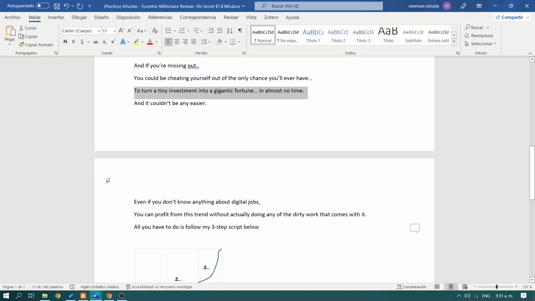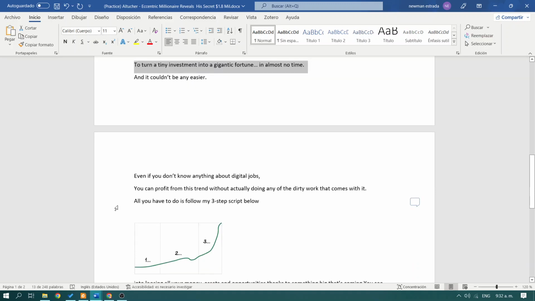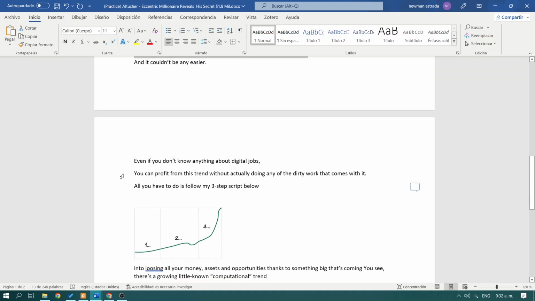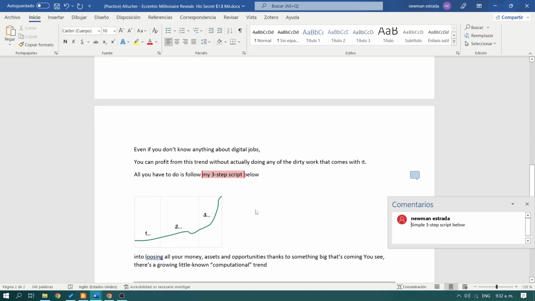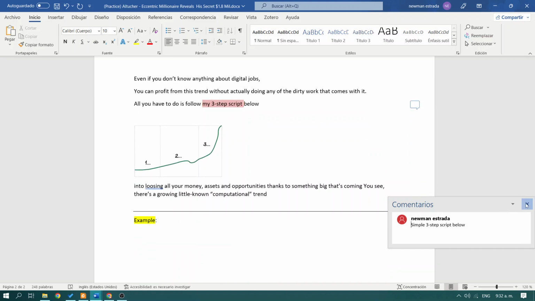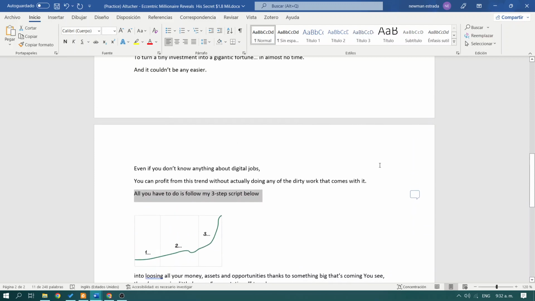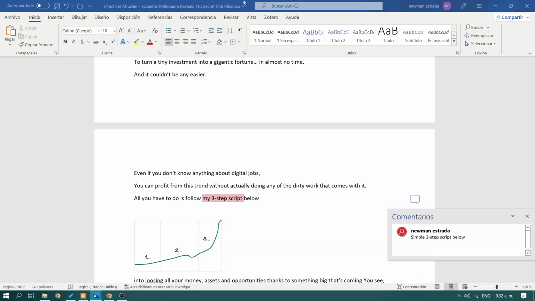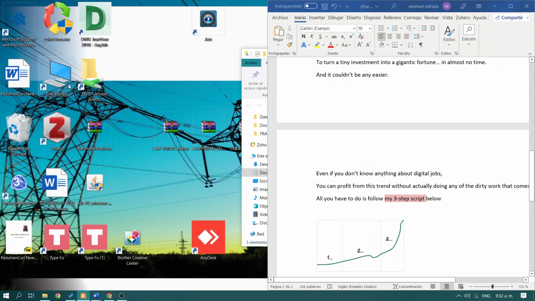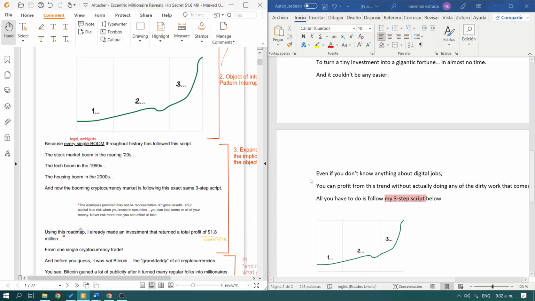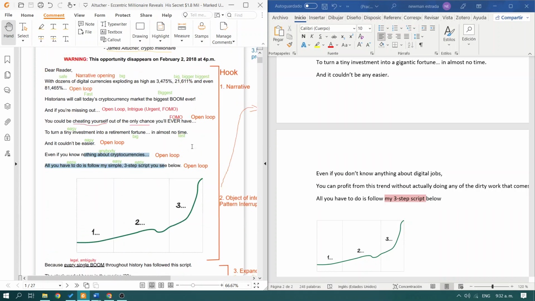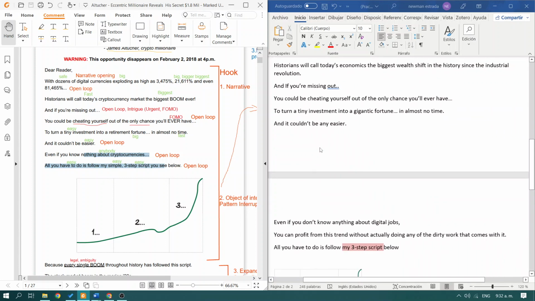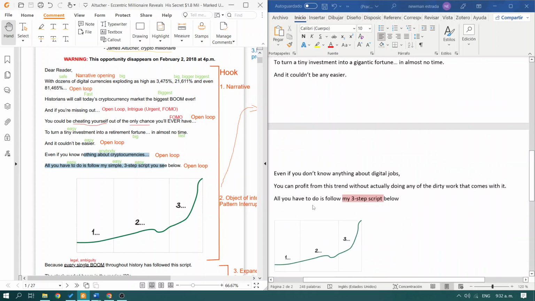And it couldn't be any easier. Even if you don't know anything about digital jobs, you can profit from this trend without actually doing any of the dirty work that comes with it. All you have to do is follow my 3-step script below. This is an observation that I'm gonna do later. Well, that's it. And then we compare. And I made another observation right here, you can see.